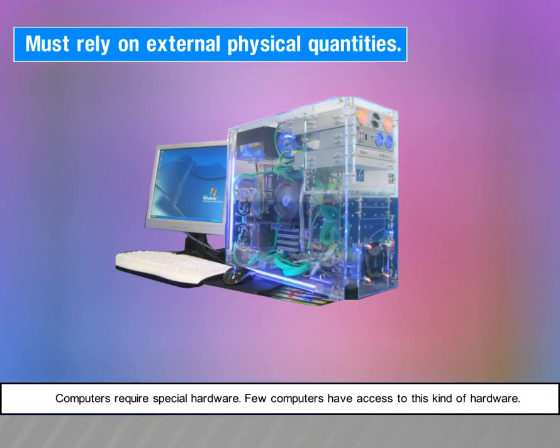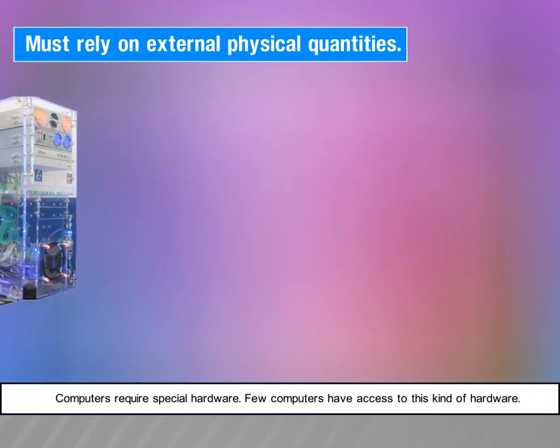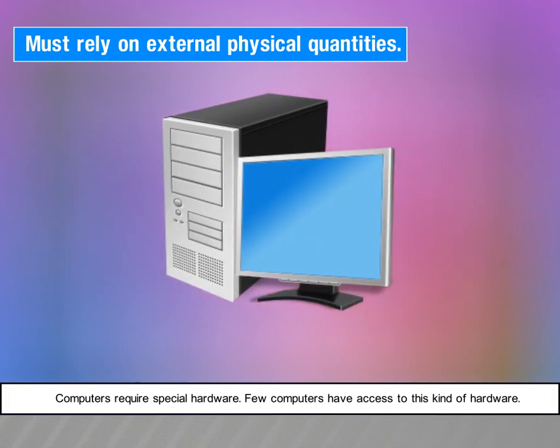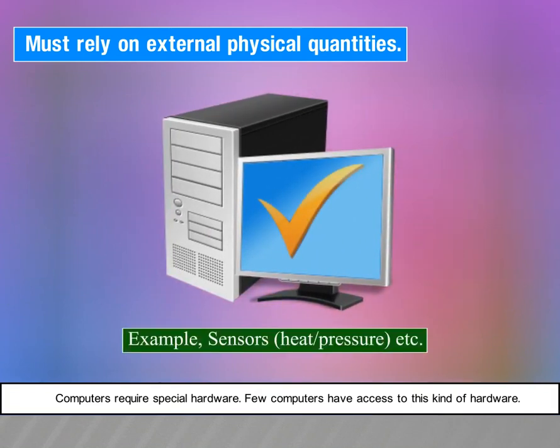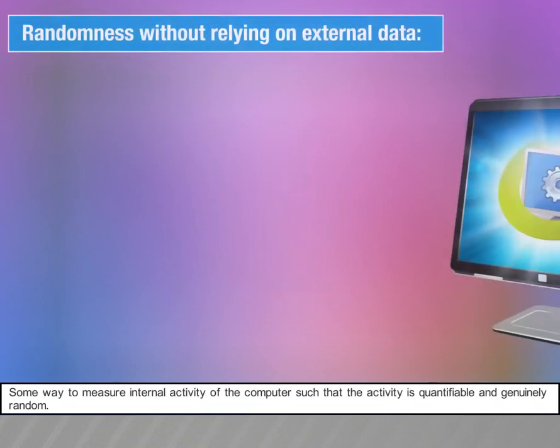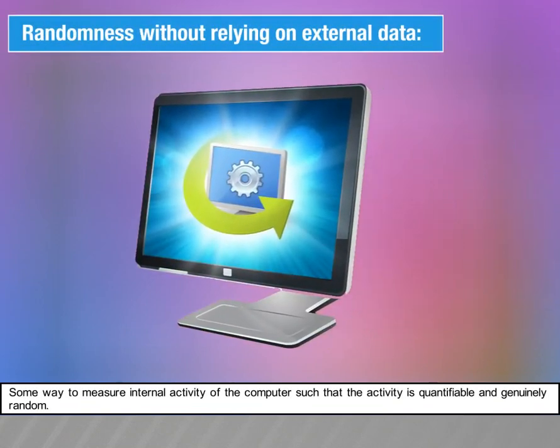Must rely on external physical quantities. Computers require special hardware. Few computers have access to this kind of hardware. Example, sensors, that is heat or pressure, etc. Randomness without relying on external data needs some way to measure internal activity of the computer such that the activity is quantifiable and genuinely random.